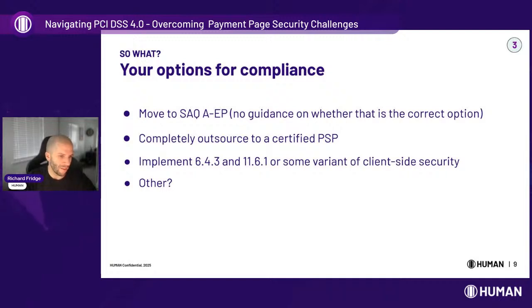And then the other option has a question mark over it, because at the moment it's not quite clear what the other could be. I think we need more guidance and input from the council as to what is going to be accepted as confirmation of not being susceptible to these attacks, which will then determine what organizations can do.